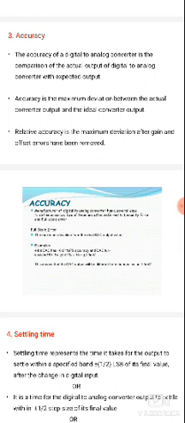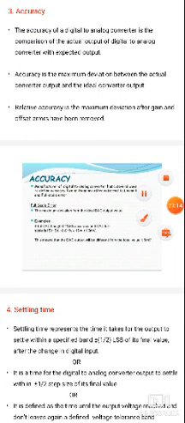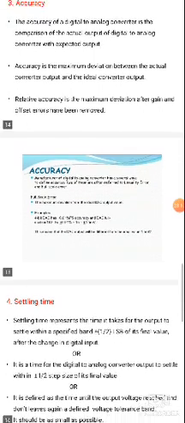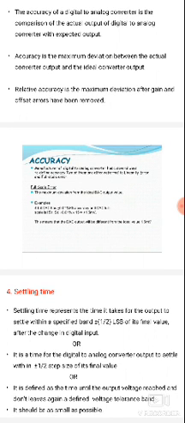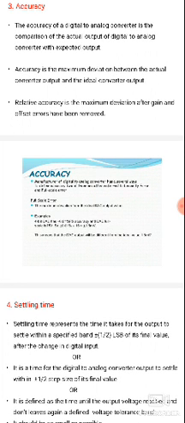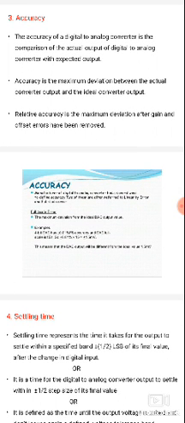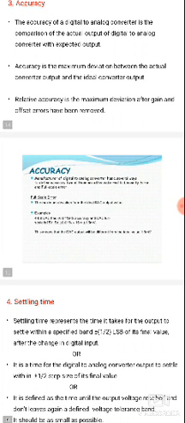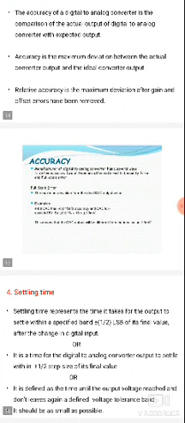So the accuracy of a digital to analog converter is the comparison of the actual output of the converter with the expected output. Or accuracy is the maximum deviation between the actual converter output and the ideal converter output. Deviation means change. Ideal means we can get a 100% result. Actual means practical.